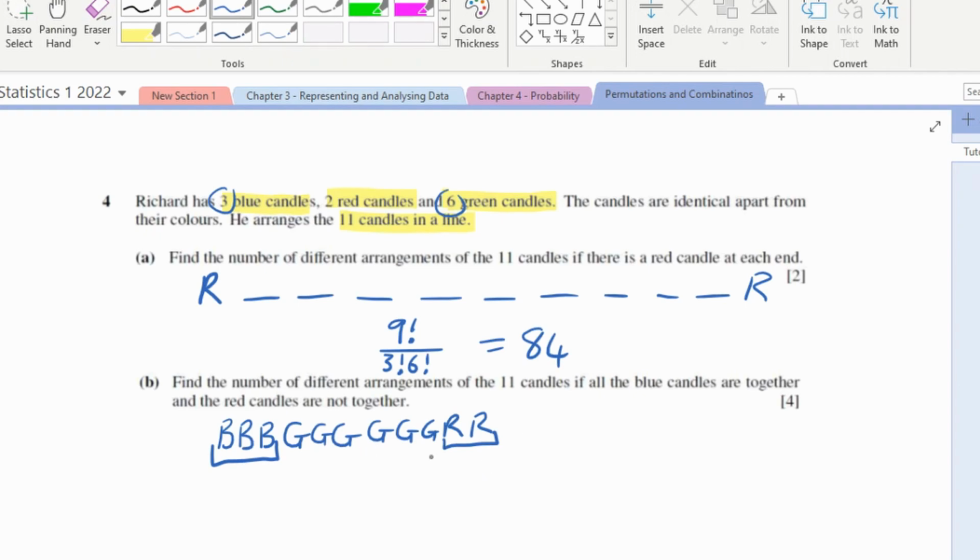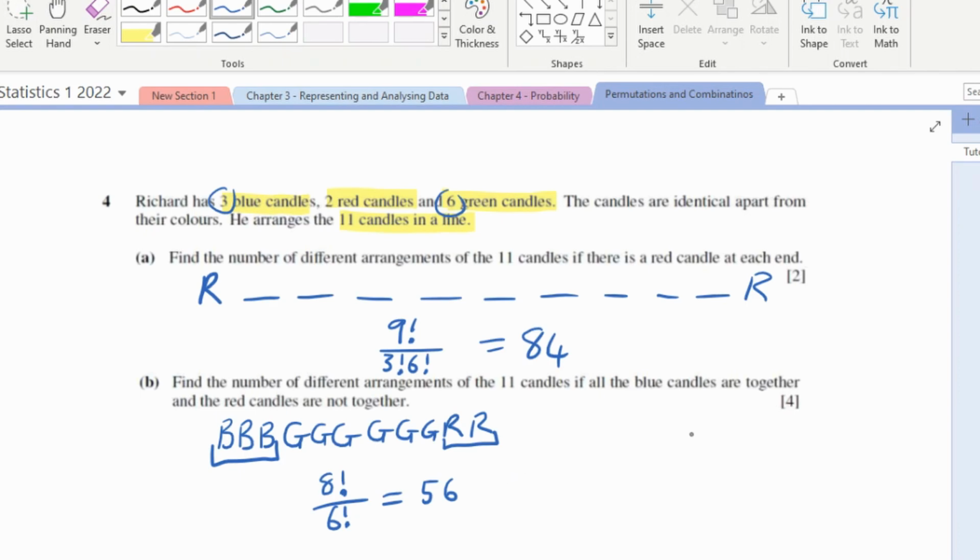So the arrangements when the reds are together is, how many items have we got? 1, 2, 3, 4, 5, 6, 7, and then the reds are the 8th. So it's 8 factorial. But then we're going to divide that by 6 factorial. We don't worry about the reds and the blues because we're treating them as 1. And so 8 factorial divided by 6 factorial. And this should give us 56. So that's the number of ways that we can arrange it with the reds being together.